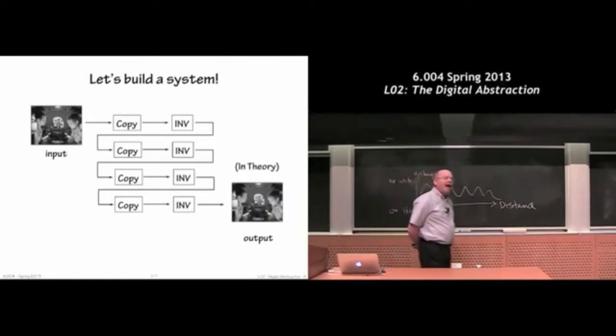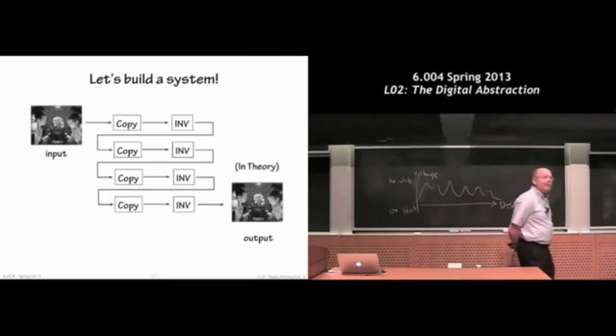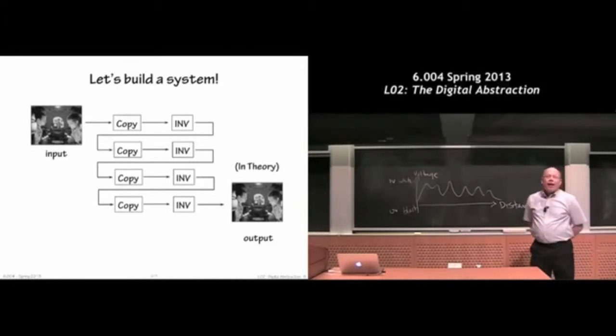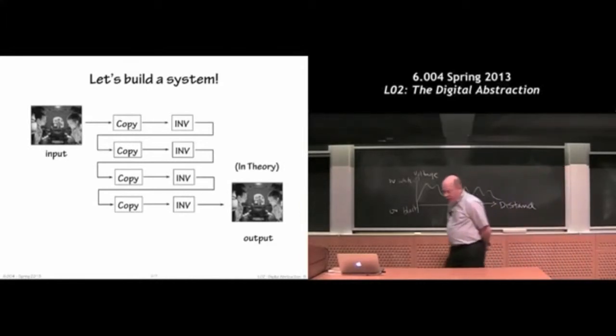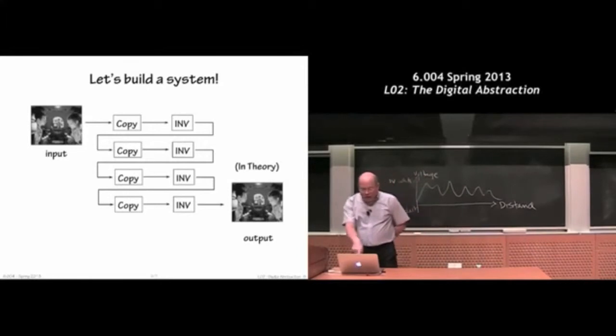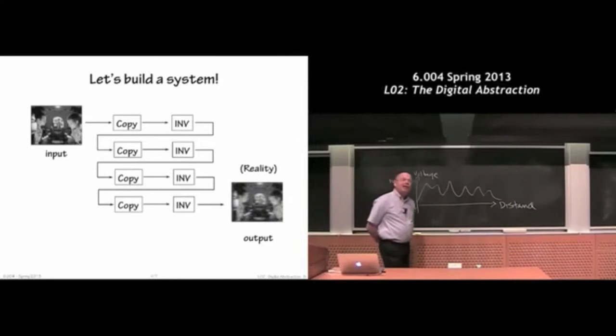And mathematically, you could just sit down and figure out, for a value v on the input, what you expect the value of v on the output to be. And in fact, it should be the same value. But in practice, it's fuzzy.